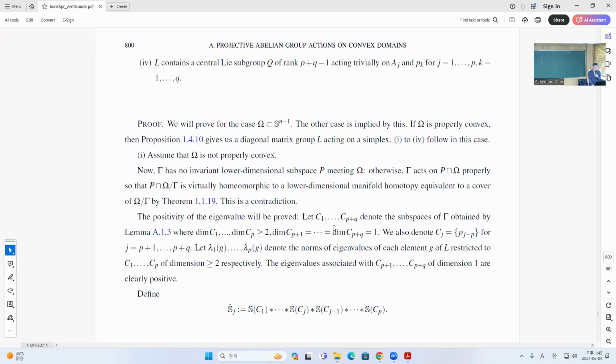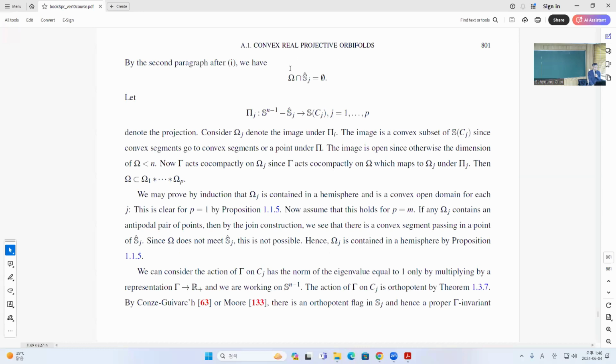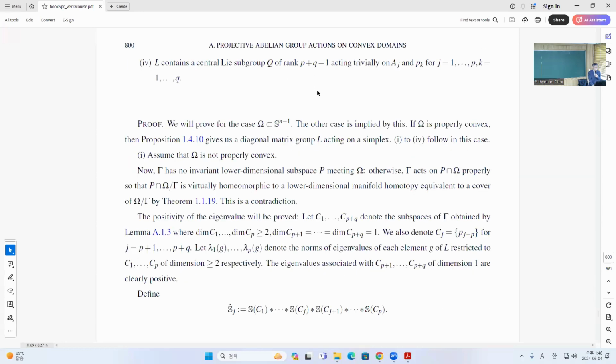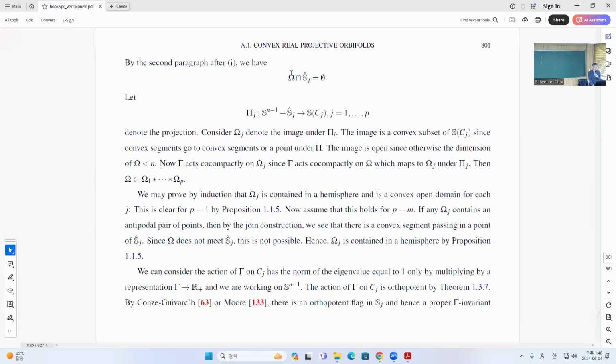So if you have these C1 through CPQ obtained as in the previous lemma, we can also write like this. So these are the eigenvalues associated with these things. And let's say C hat J to be the one in which you drop one of them, J. And you show that this omega and any of these Sj hat is empty, so you can project this to Cj. Okay.